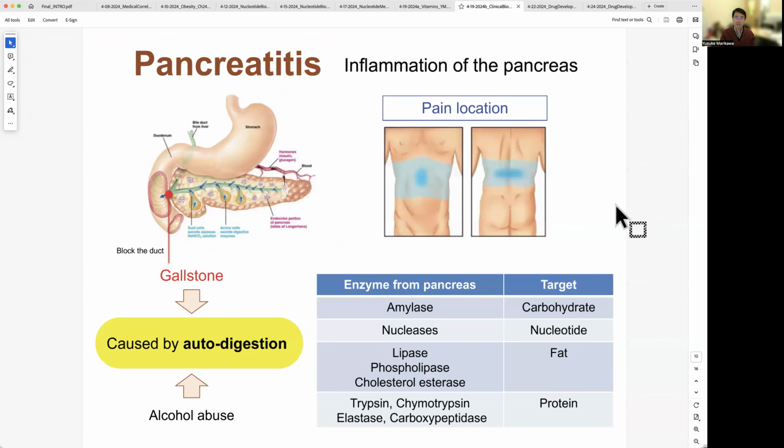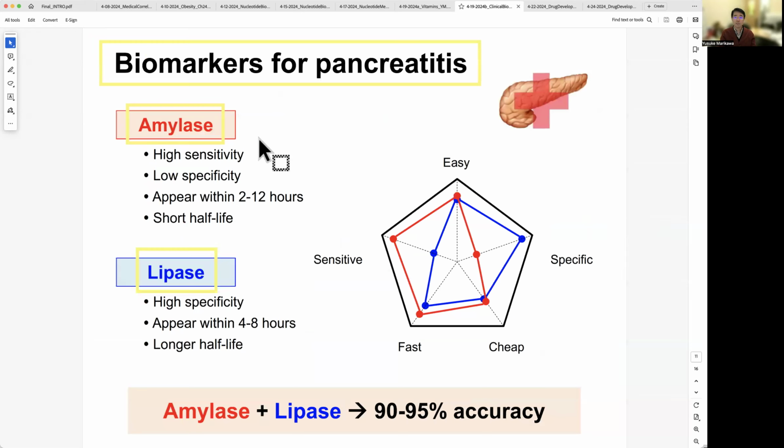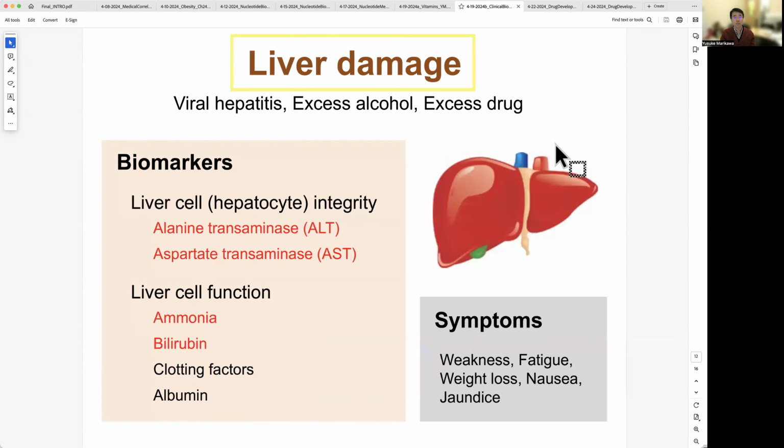And pancreatitis, there are biomarkers. Basically, what you need to know is two enzymes, amylase and lipase. Both are responsible for digestion of food, but amylase and lipase serve as biomarkers for pancreatitis.